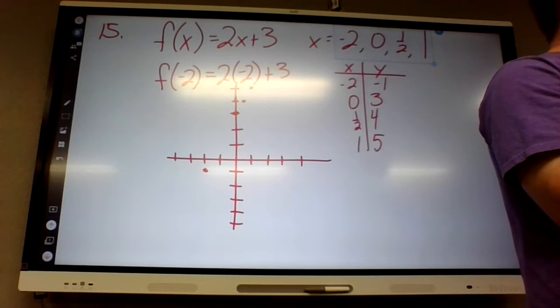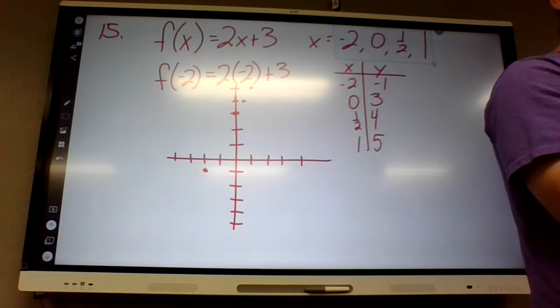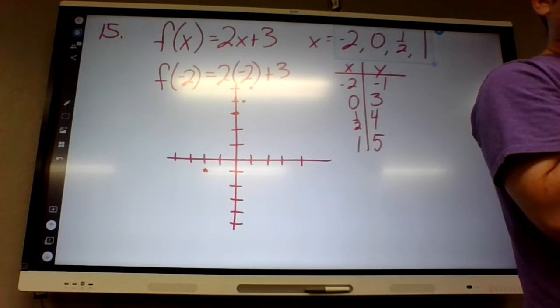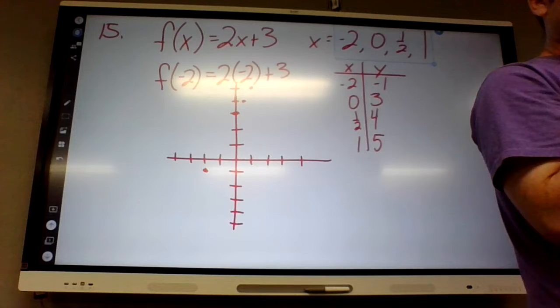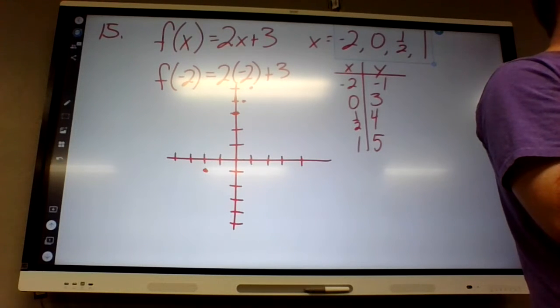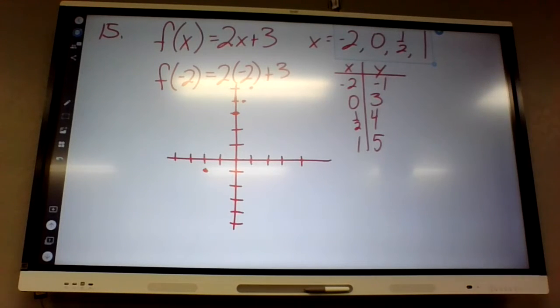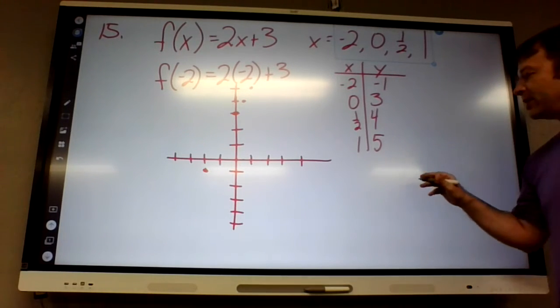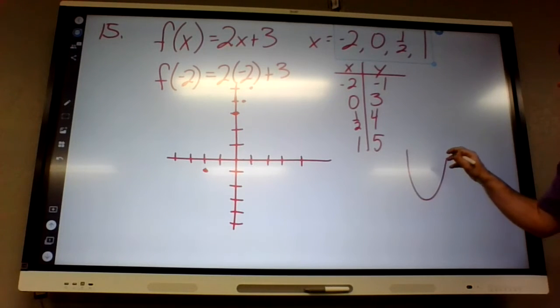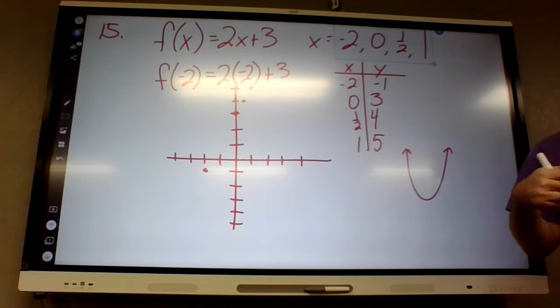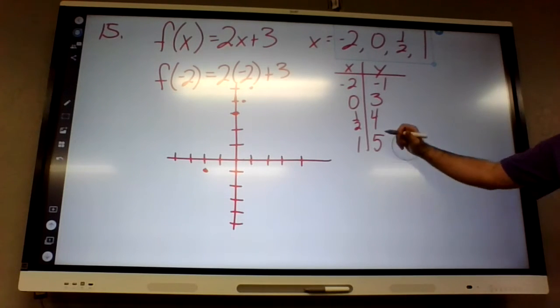Number 16, let me give you a hint, guys. On number 16, if you do it right, it will be a line. Okay, number 14 is not. What's different about 14? It's not a line. It's a curve. It says x squared. X squared graphs make a parabola. We're gonna talk more about this later. It's spelled parabola. It's like a smiley face.